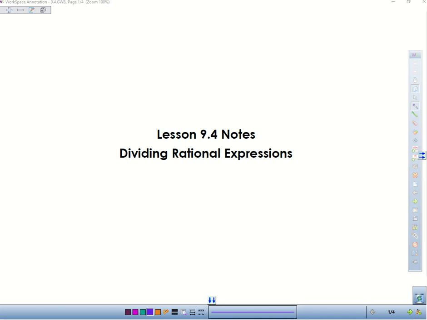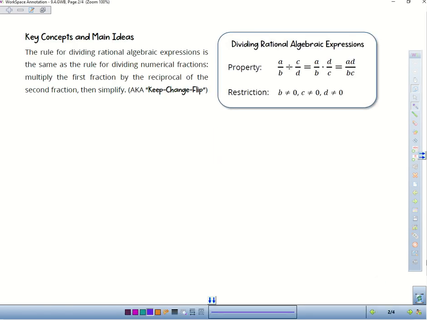Alright, so today we're going to be talking about dividing rational expressions. This is 9.4. So the rule for dividing rational algebraic expressions is the same as the rule for multiplying and dividing numerical fractions. You take the first fraction and keep it the way it is. You change the division sign to multiplication, and then you flip or take the reciprocal of the second fraction.